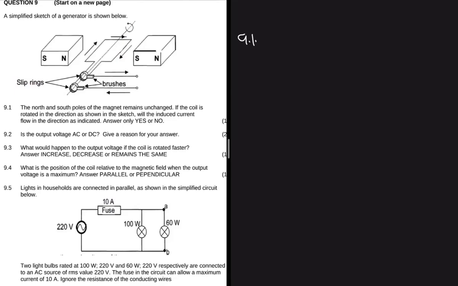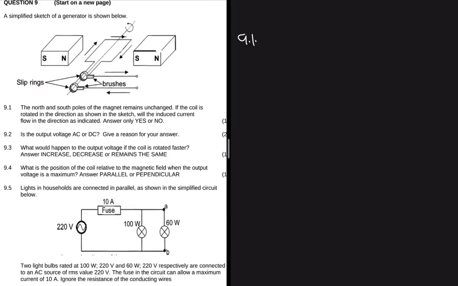A simple sketch of a generator is shown below, and then 9.1 says the north and south poles of the magnet remain unchanged. If the coil is rotated in the direction as shown in the sketch, will the induced current flow in the direction as indicated? Answer yes or no. So basically what they're asking us is to determine the direction of the induced current, right?